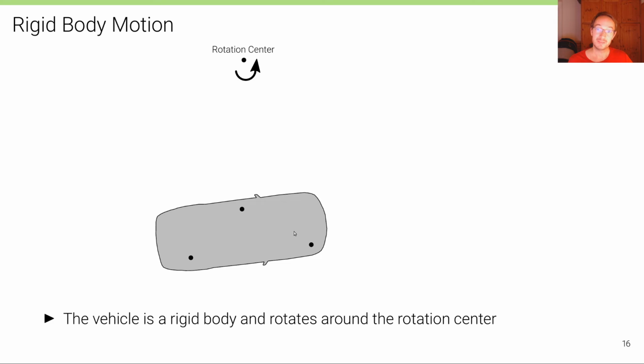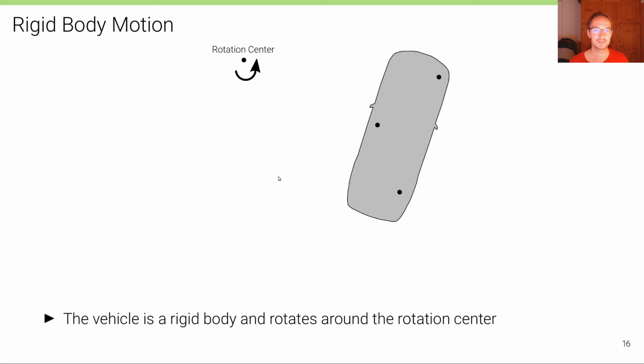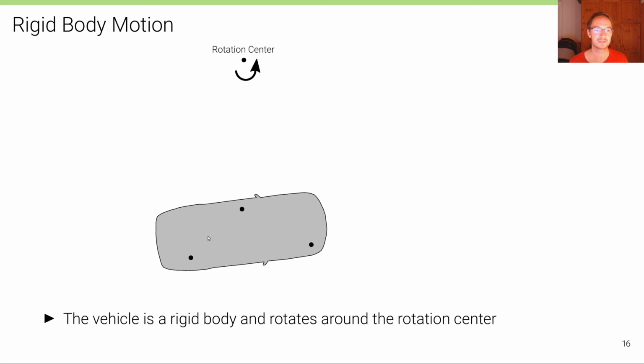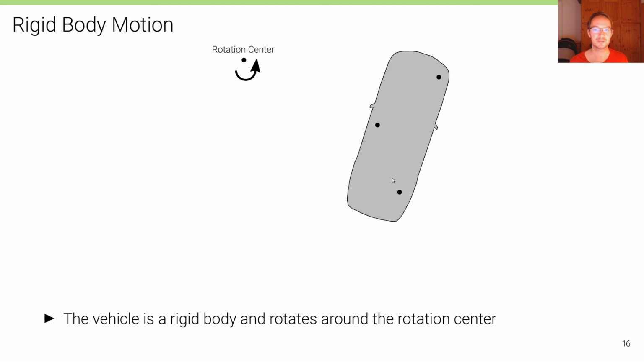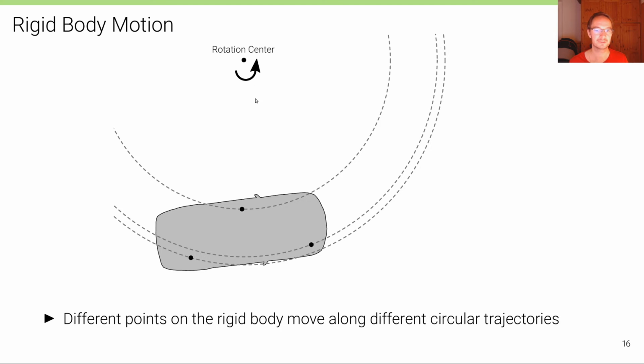We've said that a vehicle is considered as a rigid body because all the points on the vehicle don't move relative to each other. And so we consider the motion of such a vehicle as a rigid body around a rotation center. If we rotate that vehicle around that rotation center, then we see that all the points that are on that rigid body move likewise around the rotation center. And they describe different circular trajectories of different radii.